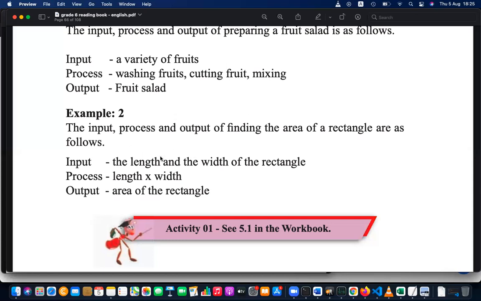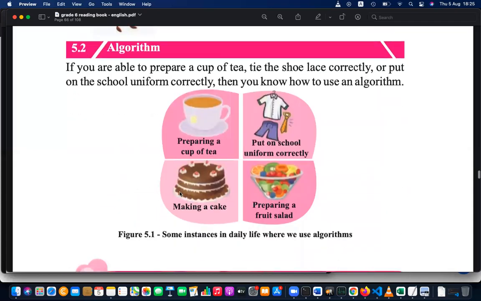To do that, we need the length and width, height and width. So then we can multiply both and find the area. We learned that as well.